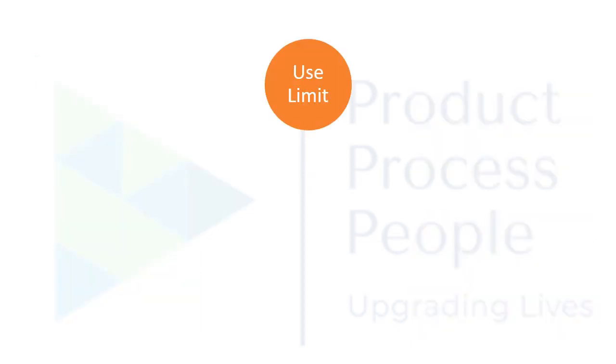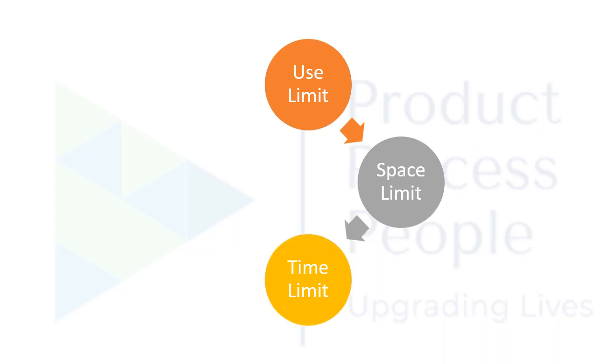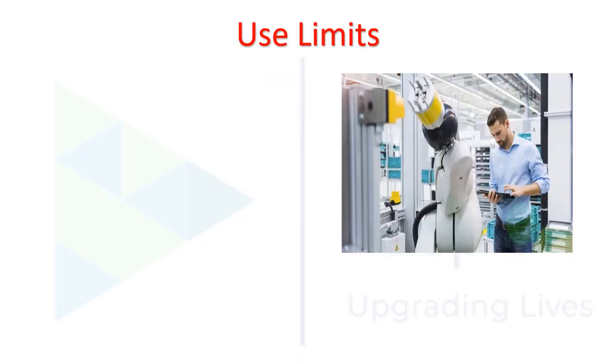Now, what are the different types of limits? The limits are mainly classified into four categories: use limit, space limit, time limit, and some other limits which are categorized under other limits. These limits are somehow connected with each other. As we go through each of the limits, this may be much clearer to you. So the first limit is use limits. What are the different use limits?